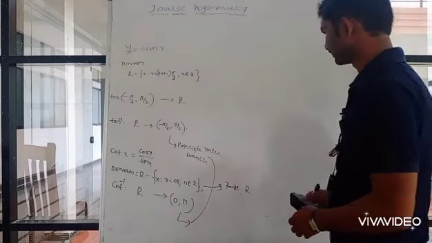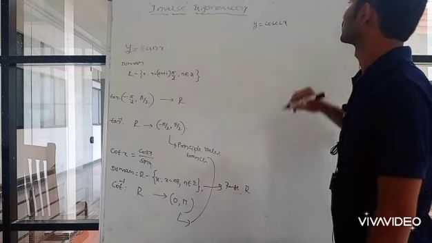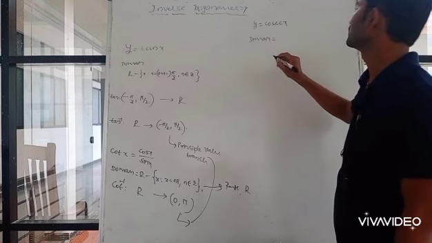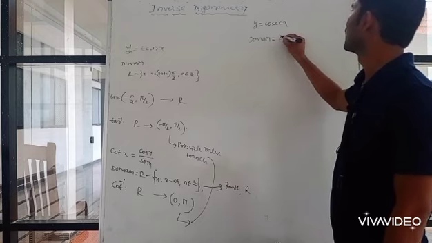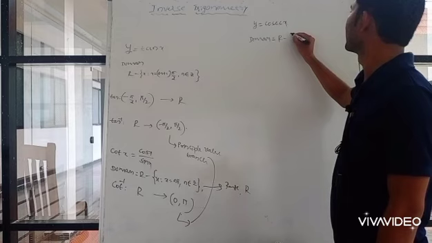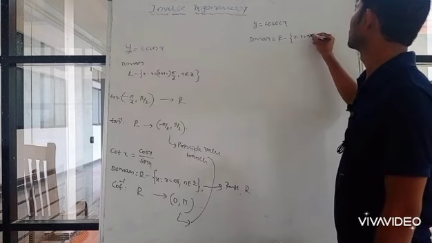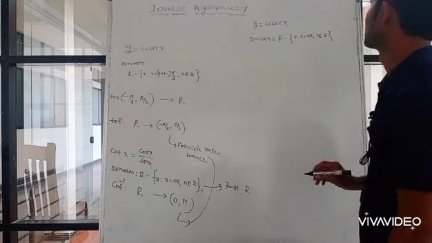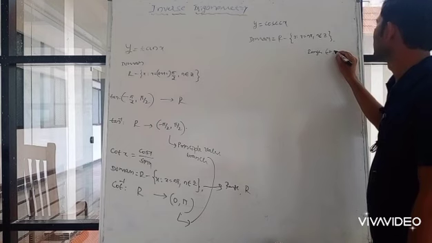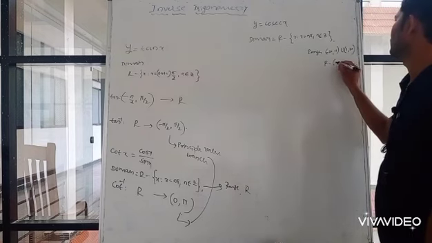Similarly, we can consider y is equal to cosec x. What is the domain for the cosec x function? The domain is R minus of x such that x is equal to n pi, where n belongs to Z, since the denominator will be sin x. The range is minus infinity to minus 1 union plus 1 to plus infinity. It is nothing but R minus of minus 1 to plus 1.